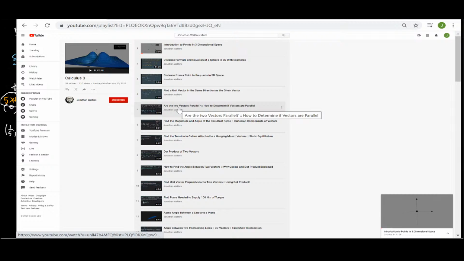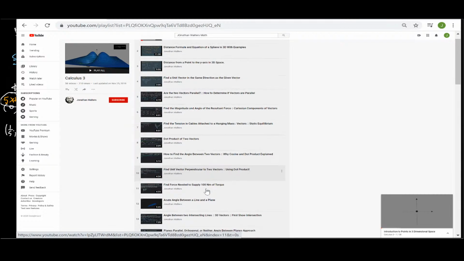You could say, are the two vectors parallel? Find the magnitude and the angle of the resultant force, find the tension in the cables, dot product of two vectors, how to find the angle between two vectors, find a unit vector perpendicular to two vectors. This was one that I got an email about. Find the force needed to supply 100 Newton meters of torque, and that's actually the example that I referenced in that torque video or that cross product video.